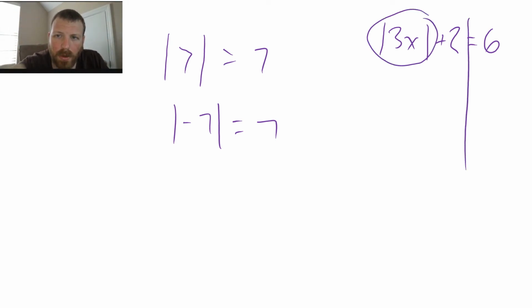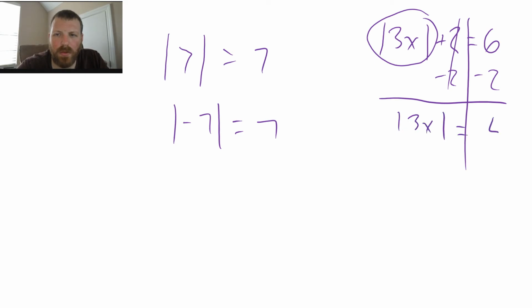So what we need to do is we still draw our line. To get rid of the 2, which would be the first thing we should do, we should subtract that 2. What will happen is I will drop down my absolute value of 3x, and we will set that equal to 4, right?